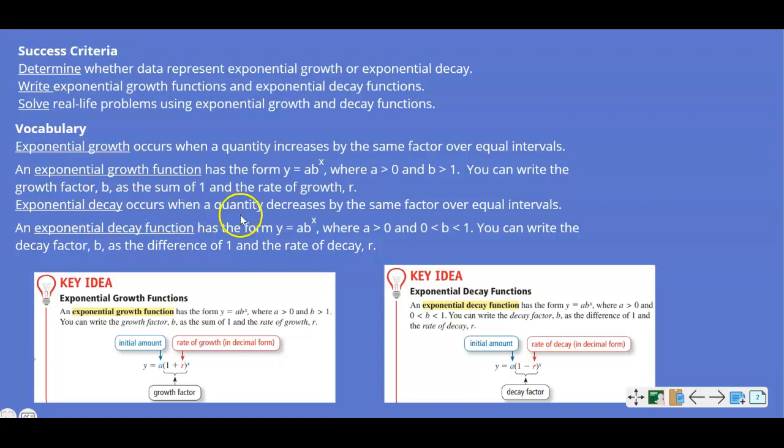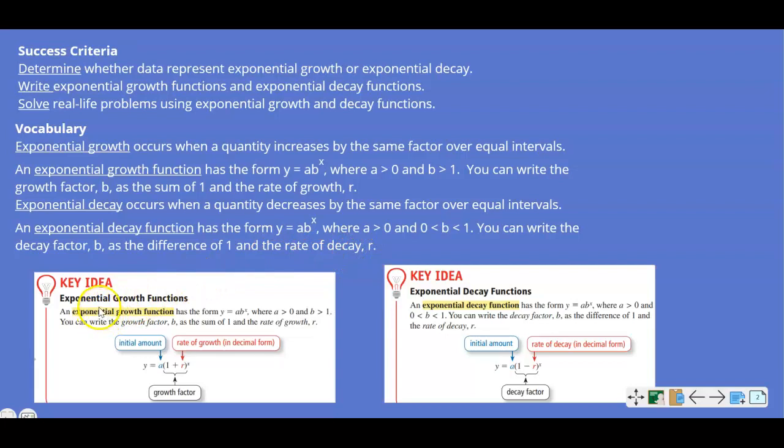Exponential decay occurs when a quantity decreases by the same factor over equal intervals. An exponential decay function has the form y equals ab to the x again, where a is greater than 0, but this time b is between 0 and 1. You can write the decay factor as the difference of 1 and the rate of decay r.